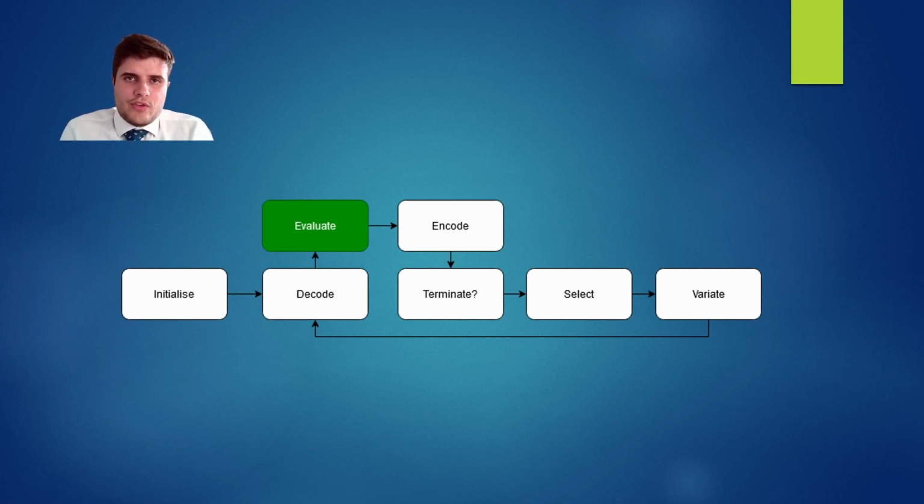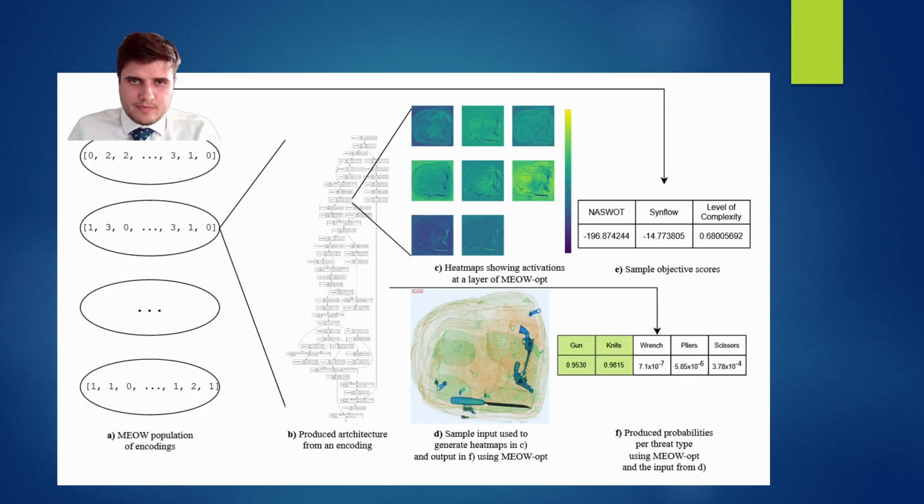Here's a general overview of the process and the important parts of MEOW on the figure from the paper. First, we have the encoding of the whole population of architectures in A. In B, we have a decoded architecture, and in C, we have some of these activation maps used by NASlot.